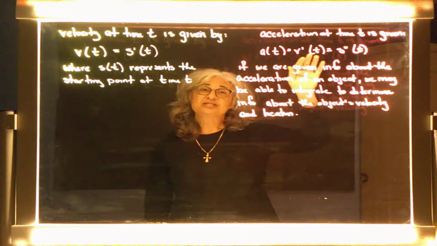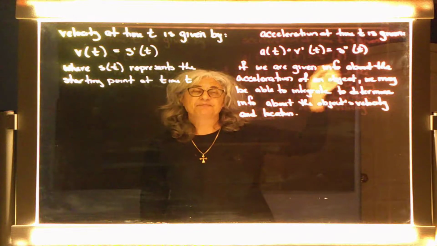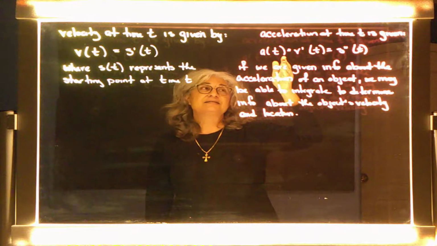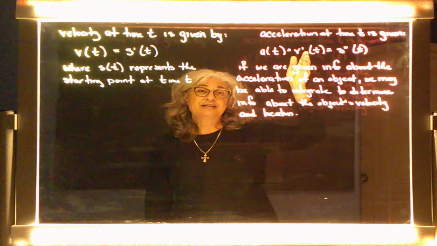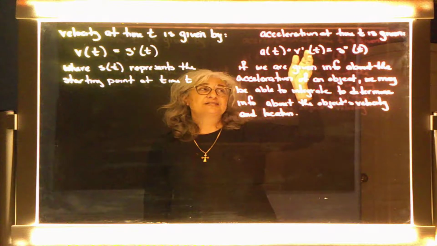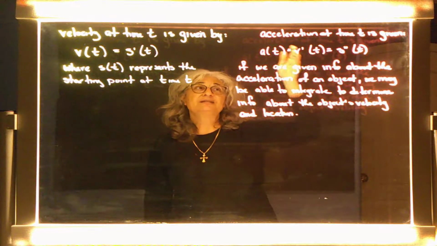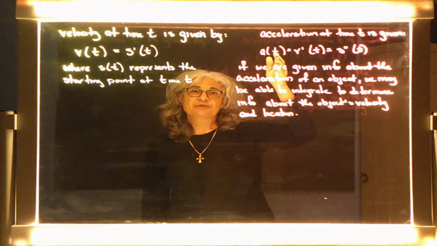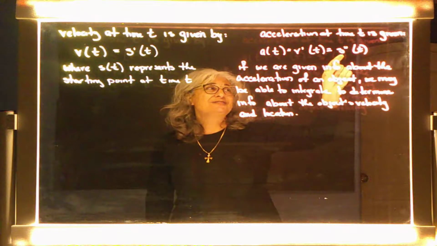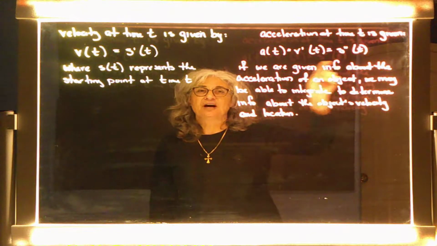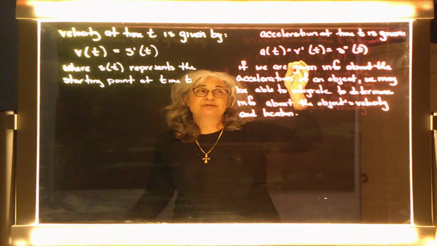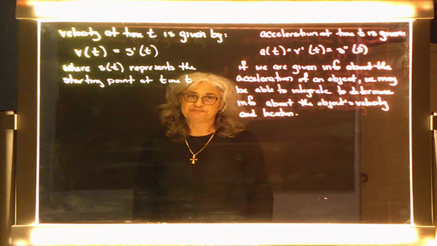Let me get another piece of information over here, and that deals with acceleration. To find the acceleration at time t, it's the same as taking the first derivative of the velocity. If I take the first derivative of the velocity, that would give me the acceleration at time t, which means I would have to take the second derivative of the starting point in order to get that velocity's derivative and then the acceleration.